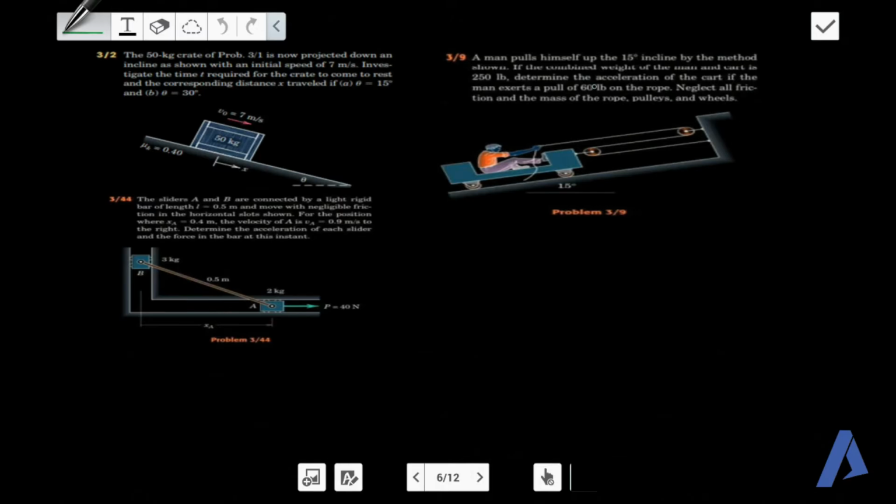A man pulls himself up an incline of 15 degrees by the method shown in this figure. When he pulls this, he himself is pulled. Determine the acceleration of the cart if the man, who has a weight of 250 pounds, exerts a pull of 60 pounds on the rope. Neglect all friction and the mass of the rope.